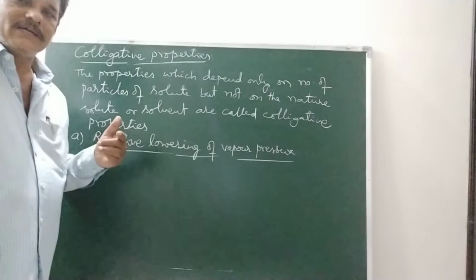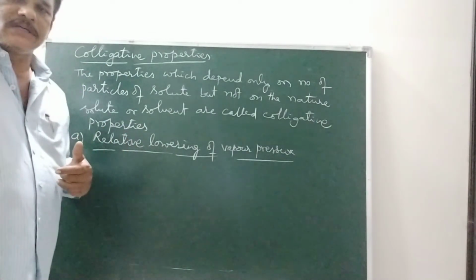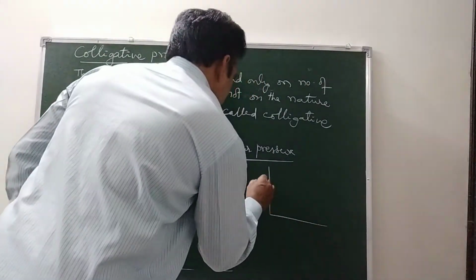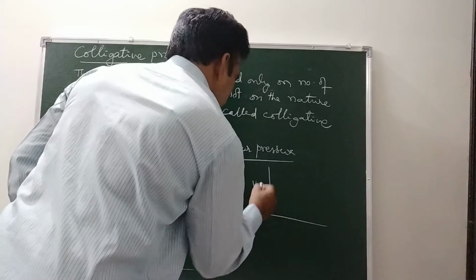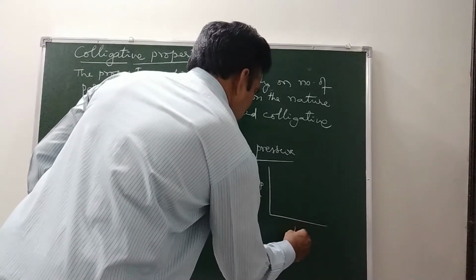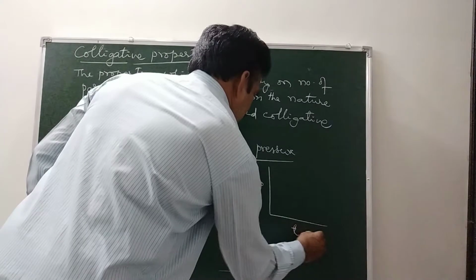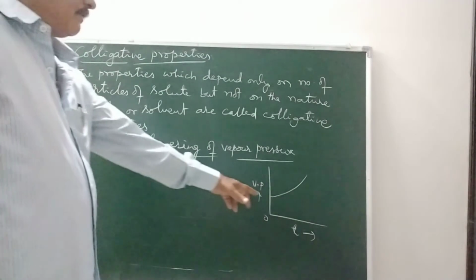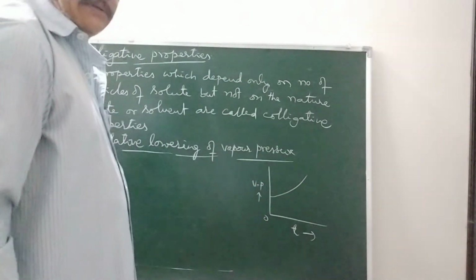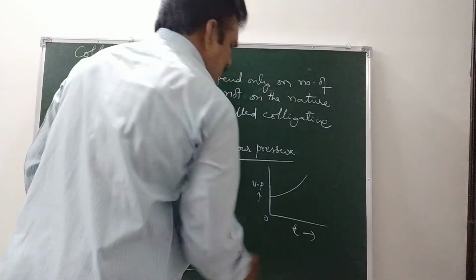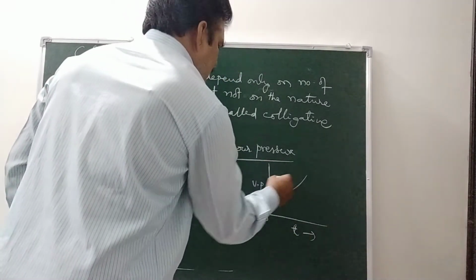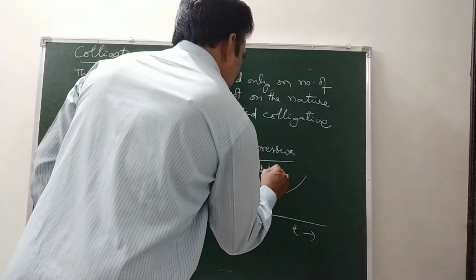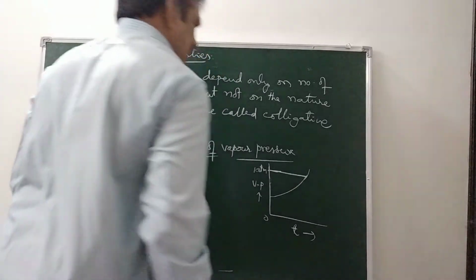This vapor pressure increases with the temperature. So, take vapor pressure on the y-axis and temperature on the x-axis. The vapor pressure increases with the temperature. At a particular temperature, the vapor pressure becomes 1 atmosphere.